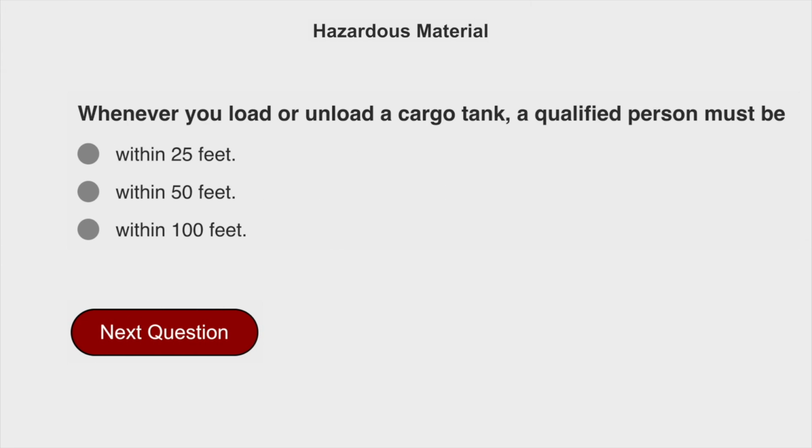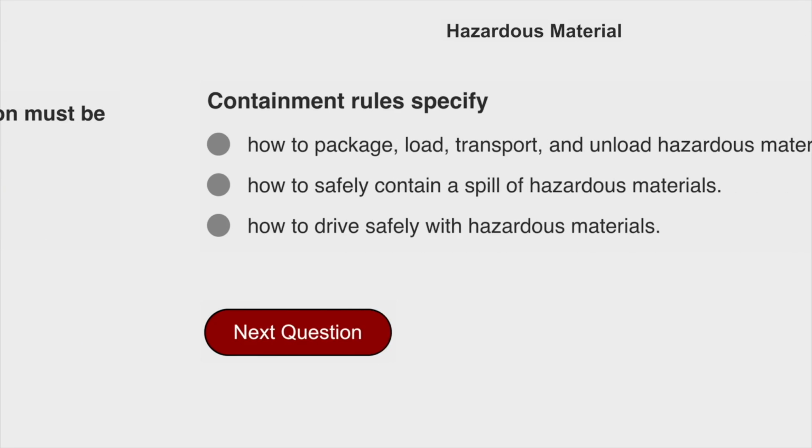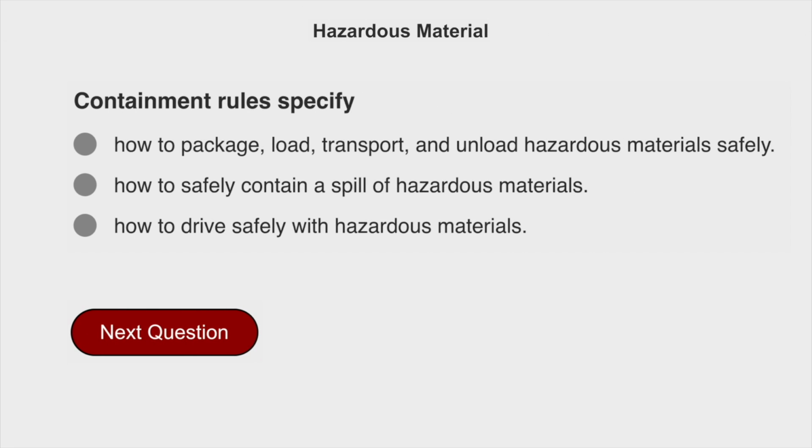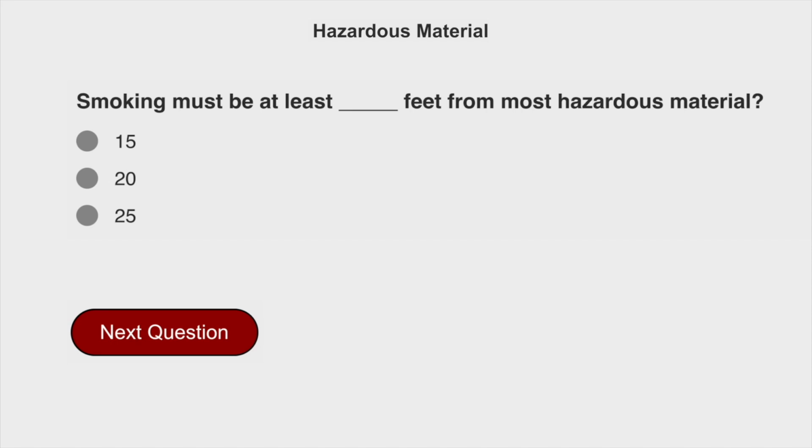Whenever you load or unload a cargo tank, a qualified person must be within 25 feet. Containment rules specify how to package, load, transport, and unload hazardous materials safely. Smoking must be at least feet from the most hazardous material. 25 feet.